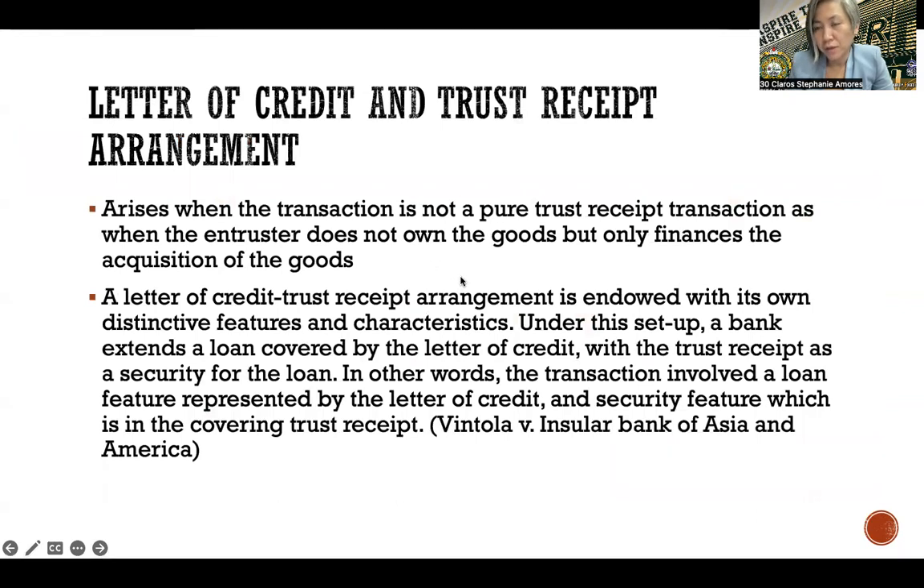Is there a difference between a letter of credit and a trust receipt? Okay, we already discussed LC transactions. And we're discussing now trust receipt transactions. So yes, na-adyo distinct difference.